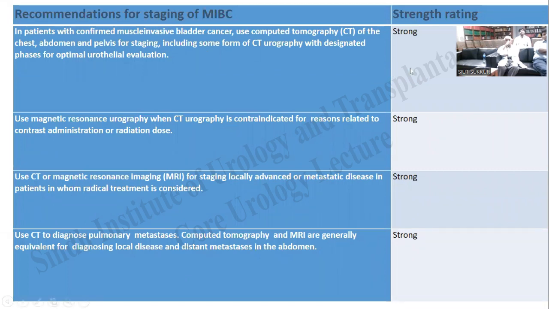These are the recommendations for radiological staging of the tumor. In patients with confirmed muscle-invasive bladder cancer, use CT chest, abdomen, pelvis with contrast, including some form of CT urography with designated phases for optimal urothelial evaluation. MRI can be used where CT is contraindicated, or where there is a contrast contraindication or dose radiation concern. Use CT or MRI for staging locally advanced or metastatic disease in patients in whom radical treatment is considered. Use CT to diagnose pulmonary metastases. CT and MRI are generally equivalent for diagnosing local disease and distant metastases in the abdomen.